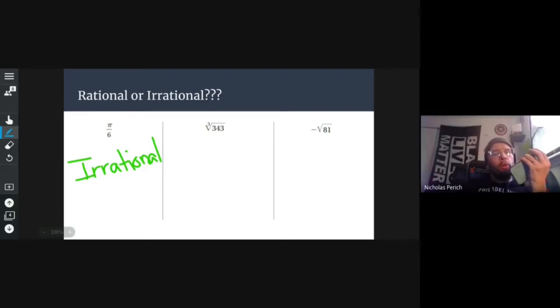What's the cube root of 343? The cube root of 343 is 7. 7 can be written as 7 over 1, which is rational.